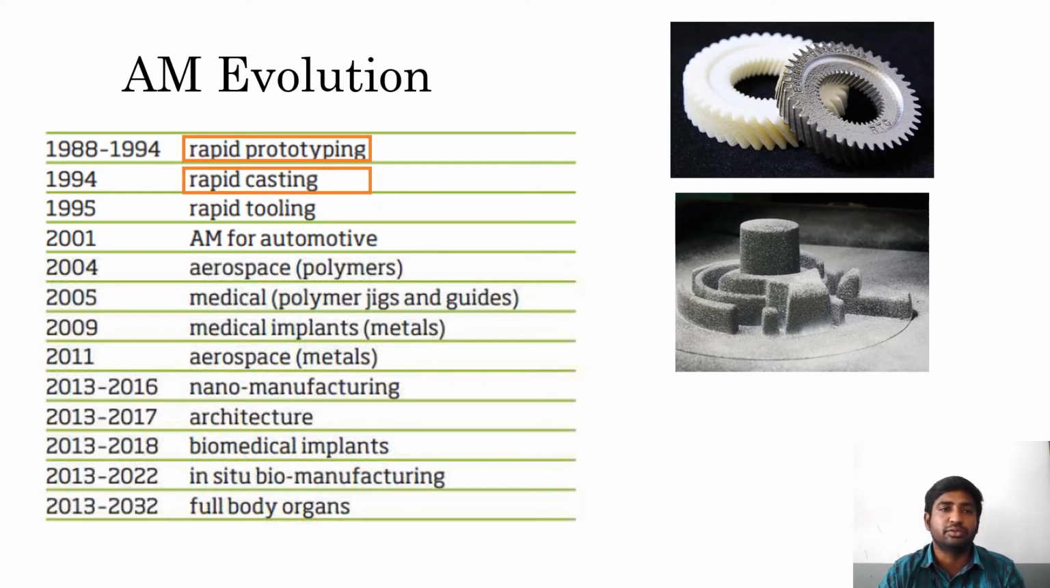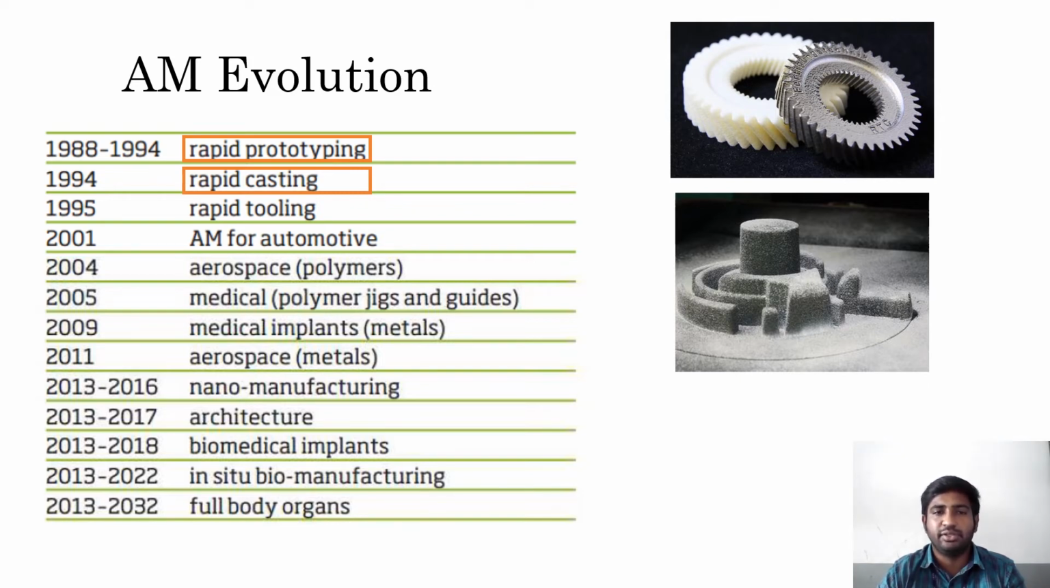Okay, so then AM for automotive structures. First the AM process was used for the automotive industry. Automotive parts can be created using additive manufacturing. In 2004, aerospace polymers could be used. In 2005, medical. In 2009, medical implants could be done. Okay, 2011 aerospace materials. 2013 to 16, nano manufacturing processes developed. In 2013, architectural processes.